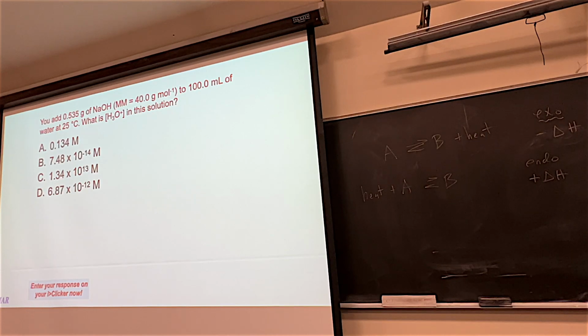Okay, so here's a question where we're going to shift gears. We're going to start talking a little bit about acid and base. We're putting in this reaction 0.535 grams of sodium hydroxide in 100 milliliters of water, and we want to find the hydronium concentration. One hint I want you to think about is: does hydroxide give hydronium explicitly? I want you to think about that as you answer this question.